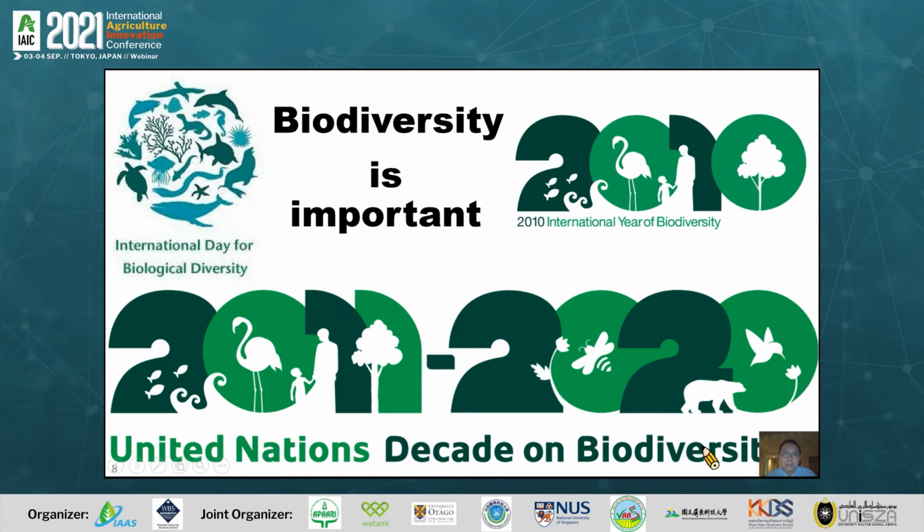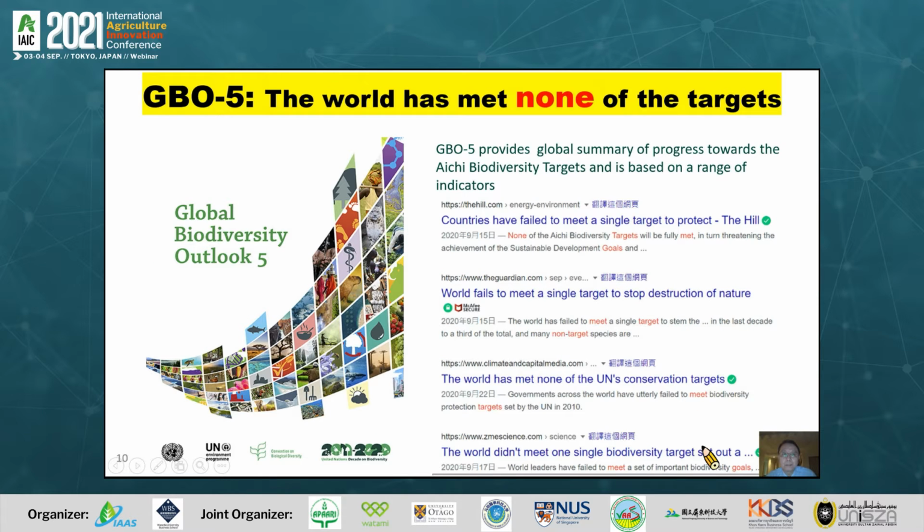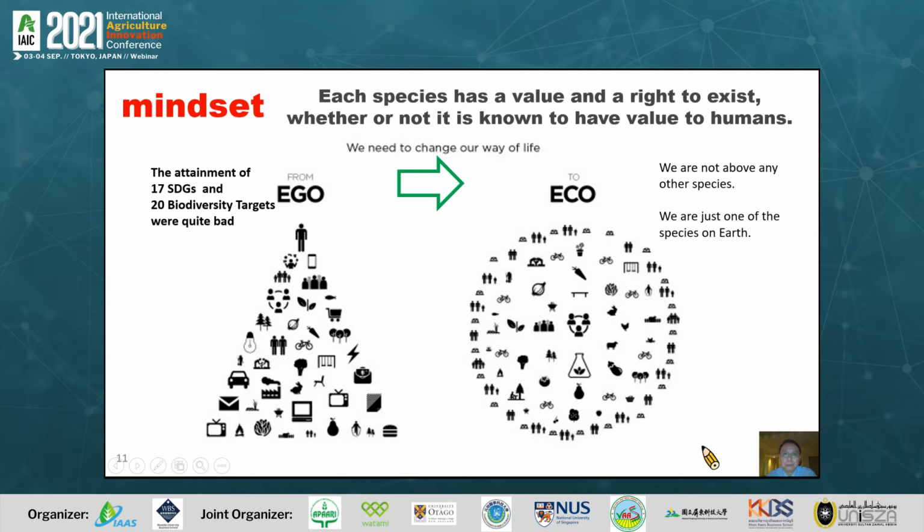In 2010, the UN also announced 20 biodiversity targets, and up to 2020, in one report published by the United Nations, it stated that the world has met none of the targets. So the attainment of the 17 SDGs and 20 biodiversity targets was quite bad.